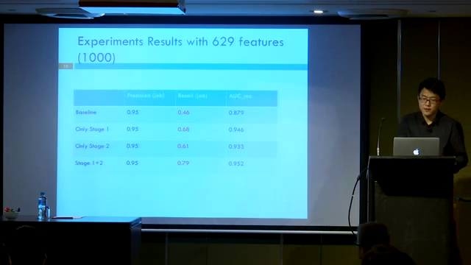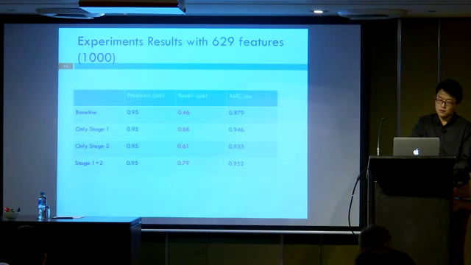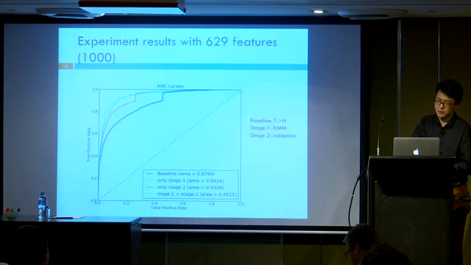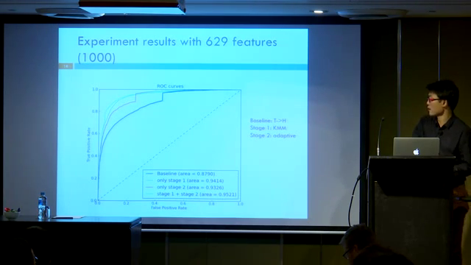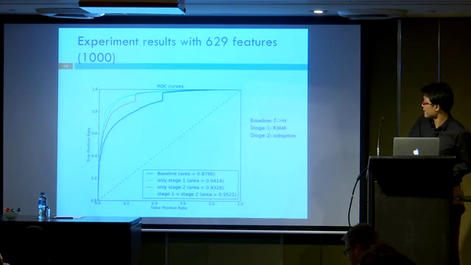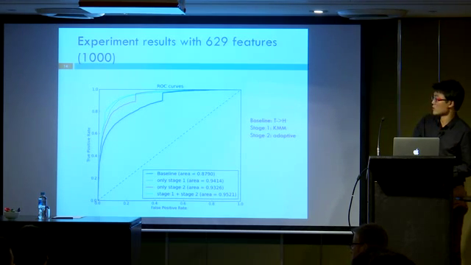So here are the experimental results. In the first experiment, we generate 1,000 features for both domain T and H and use the intersection of 629 features as the feature space. For the same precision, our two-stage algorithm achieved the best recall results. We also show the experiments with the ROC curve. From the ROC curve, we can also find that the two-stage algorithm works the best.